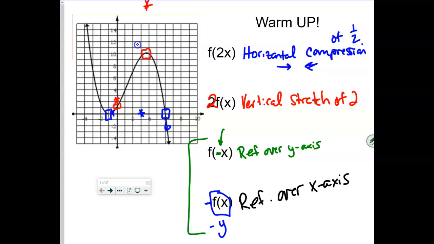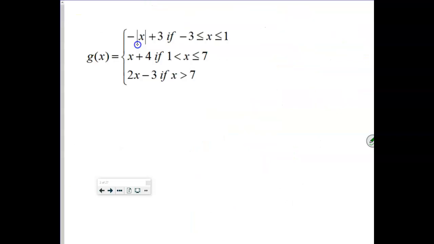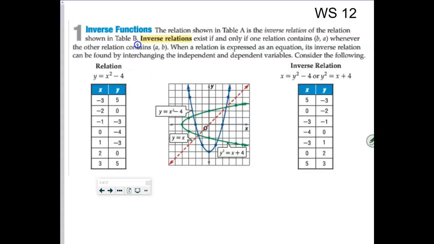All right. Of course, PreCalc is fun, and they usually combine a few different transformations with you on one question. We're going to be doing a lot of transformation warm-ups in the next few days. In your packet, could you find worksheet 12, please? This is our last lesson in Chapter 1.